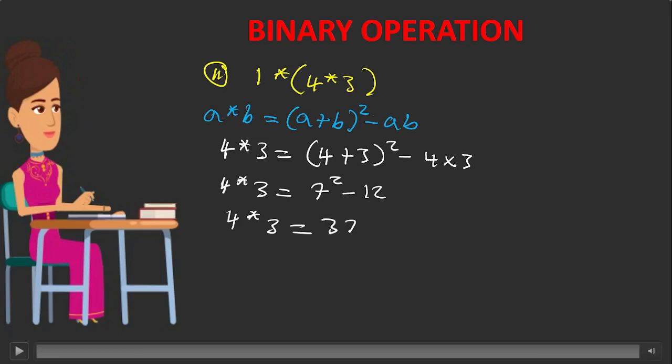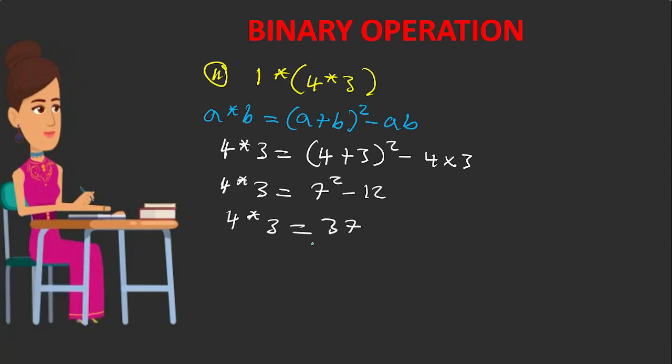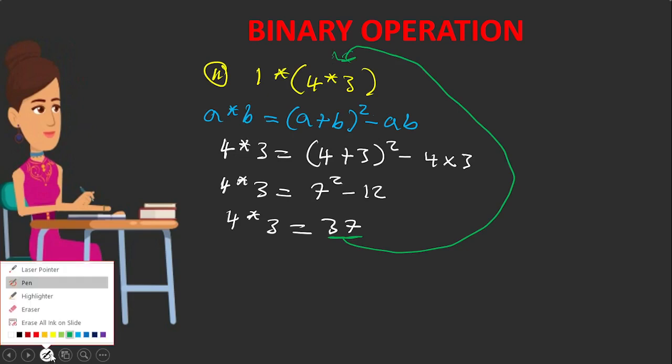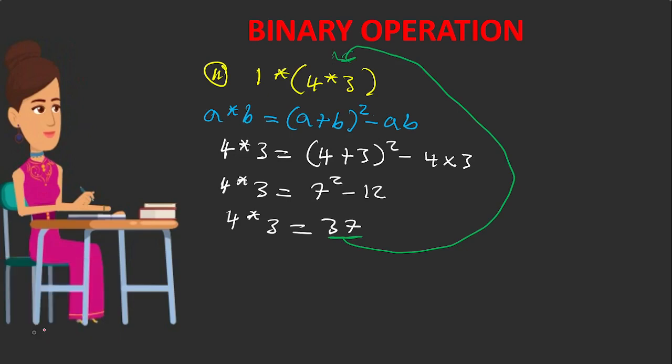That's 7. So there we have 37. So after you have 37, that means that where there is 4*3, you're going to replace 37. So 37 will replace that particular part like that. So after the replacement is done, then you're going to have 1*37.